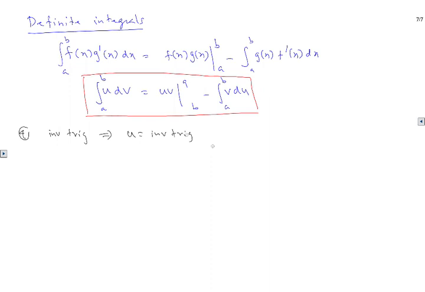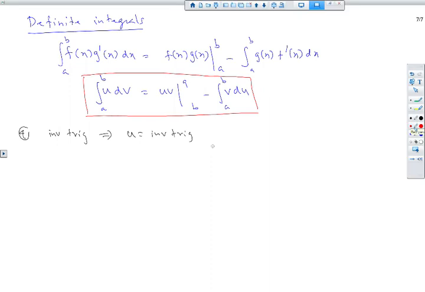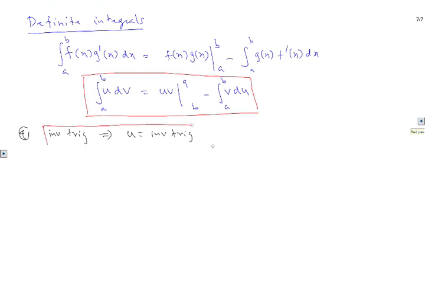Okay, so that's the next one. When you see inverse trig, we're going to pick that one as u. So that's the fourth type. So let's do a problem from that.